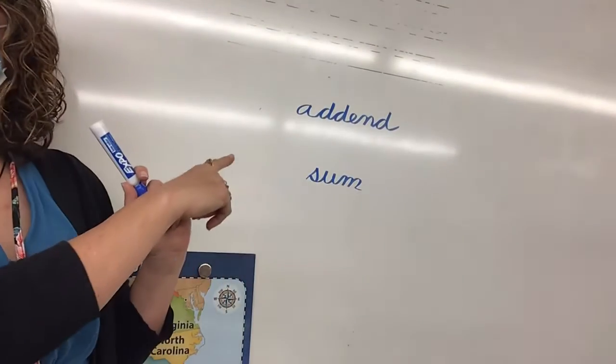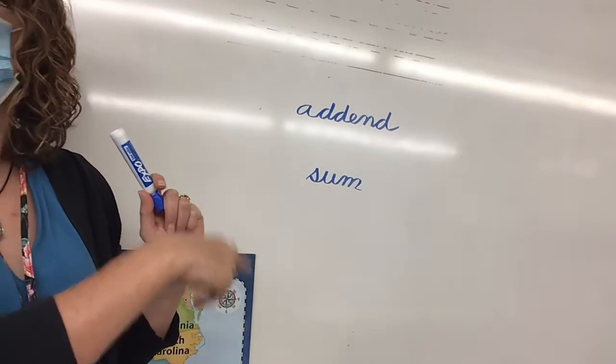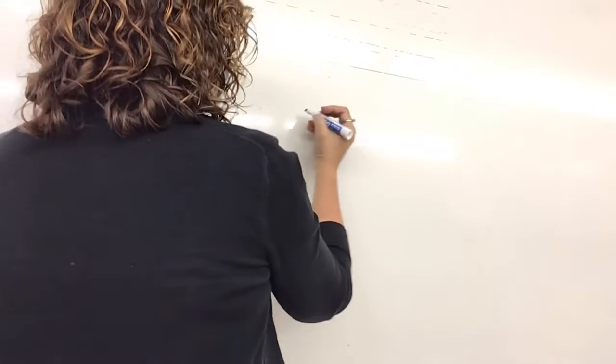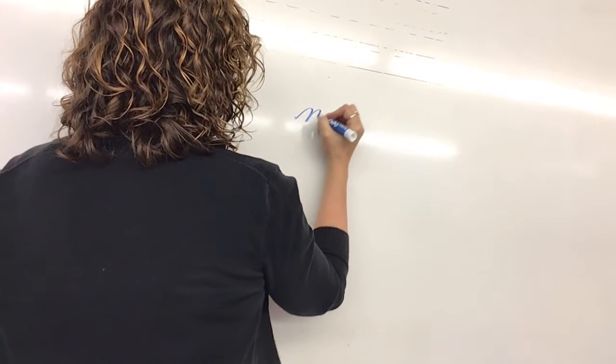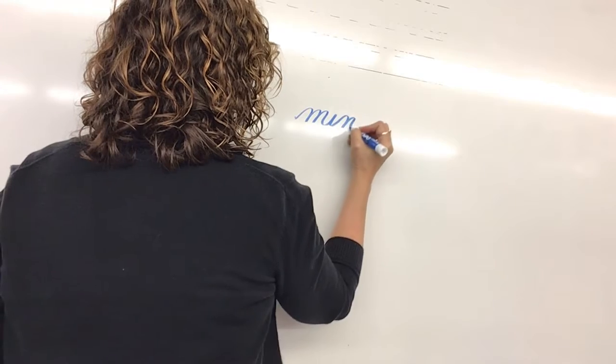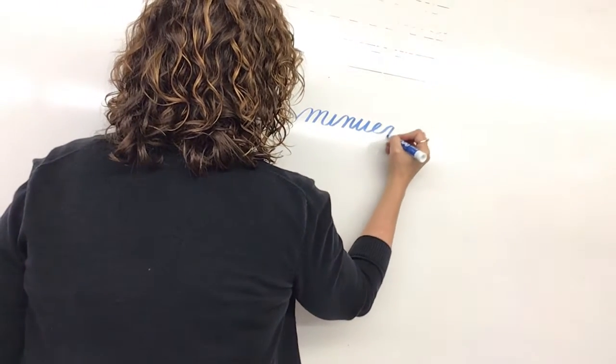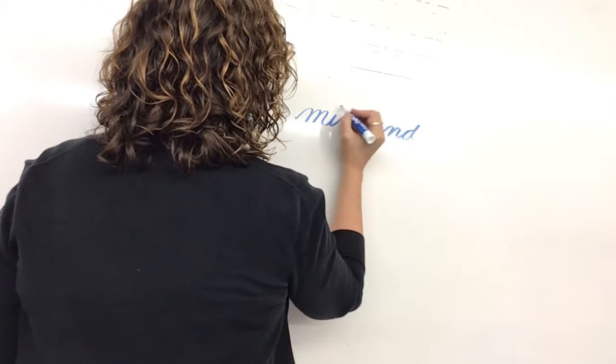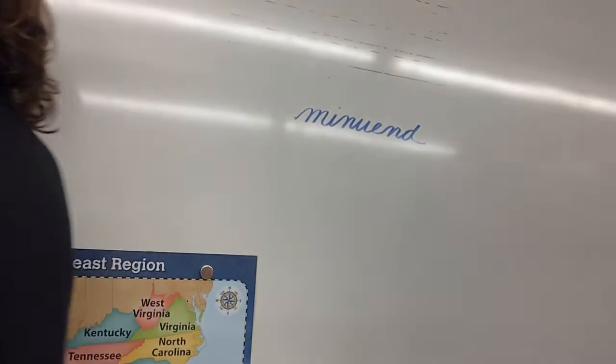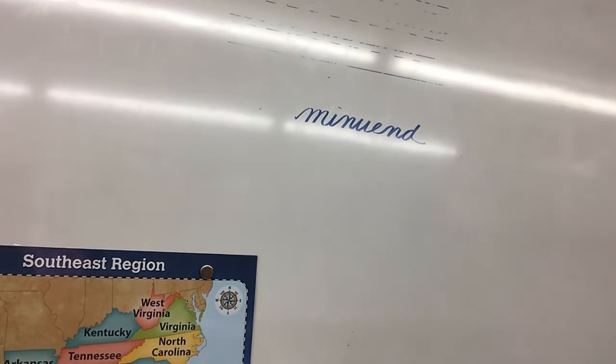By the way, is everyone done with add-in and sum? Can I erase it? All right, I'm going to erase it then. So this is the big number, the number on top. So beside the top number on the subtraction problem, you're going to write minuend. This is how you spell it: M-I-N-U-E-N-D. Minuend. And you need to write small and have nice connecting strokes.